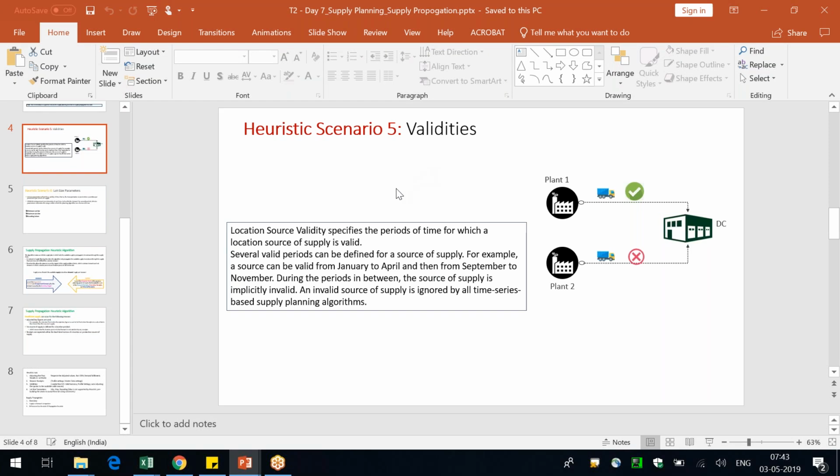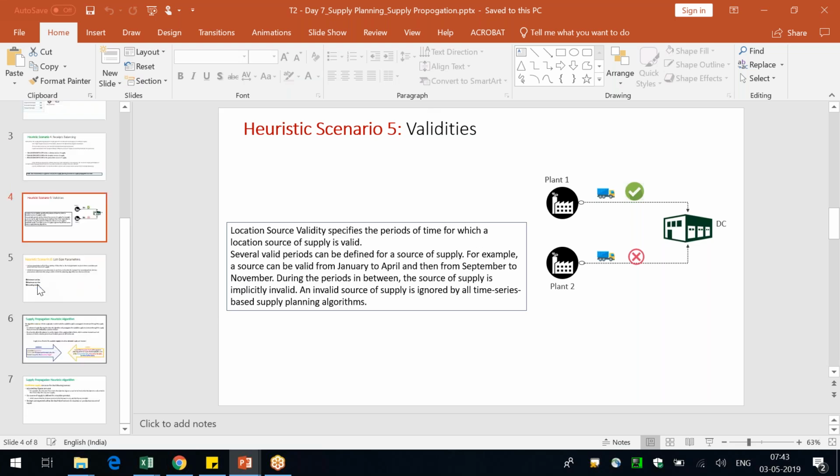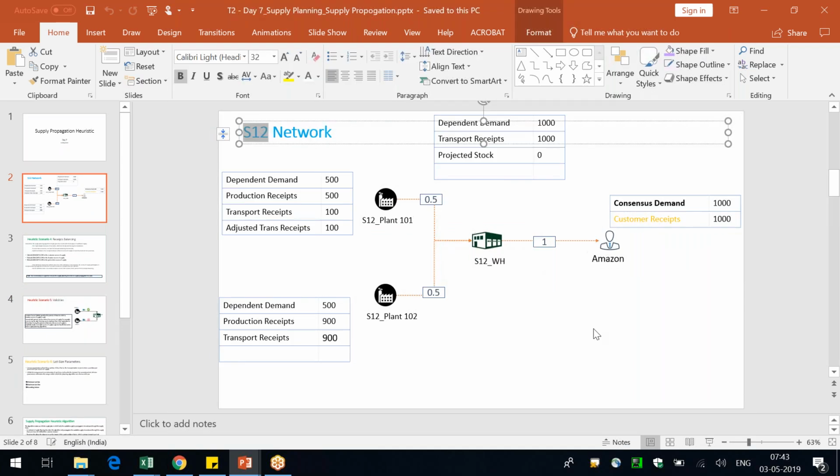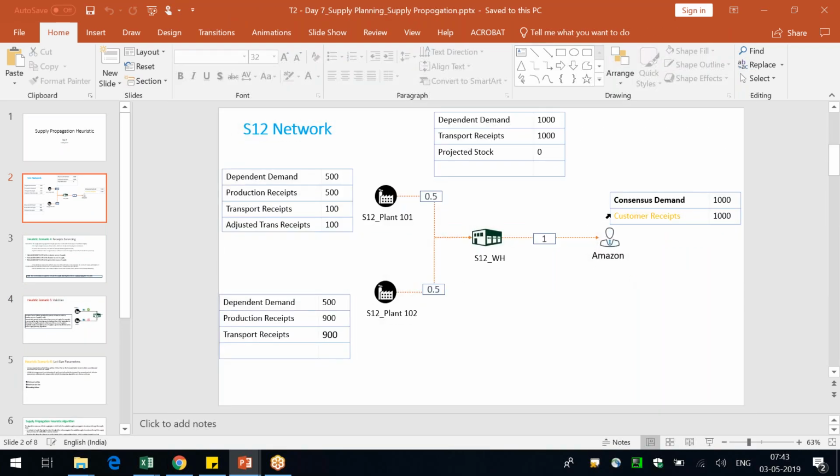Yeah, and then we have seen the validities. We can go and say a particular source of supply is not valid for a particular duration. When I say source of supply, it is covering all three sources of supplies. That is the customer source of supply, that means the customer connecting to a location. Here, Amazon is connected to a warehouse, and it is shipping a product called S12. So there is a source of supply for the customer. That is a customer source of supply. Here we can maintain what sources are valid and what sources are not valid.